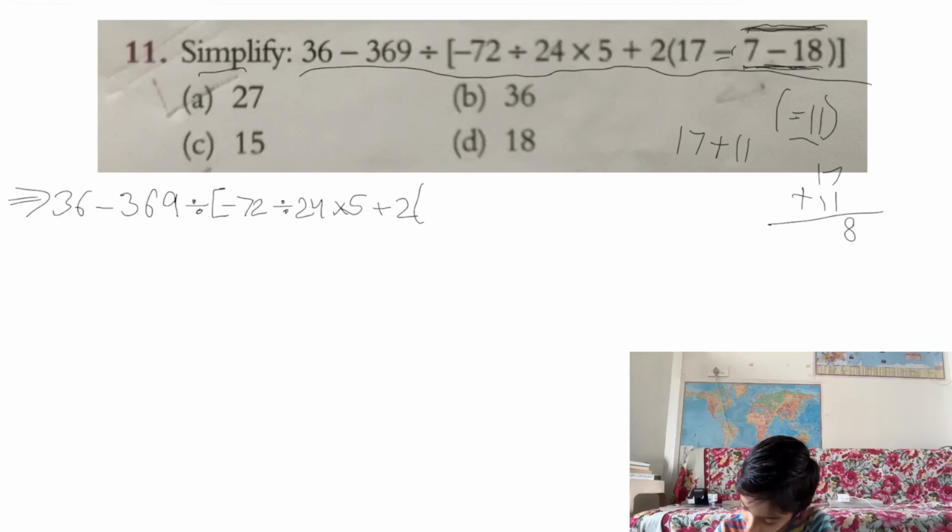7 plus 1 is 8, 1 plus 1 is 2. 17 plus 11 is equal to 28. So here, instead of this bracket, we can write 28 because we have solved this bracket. So let's write 28.